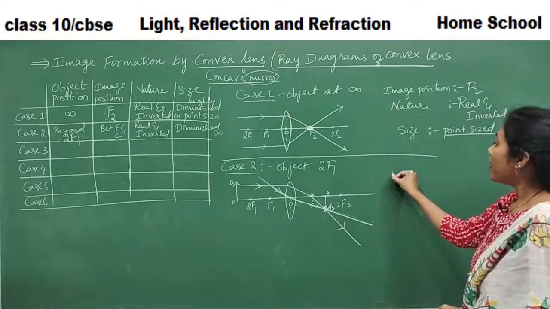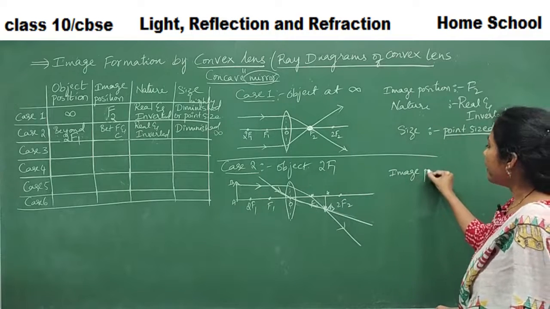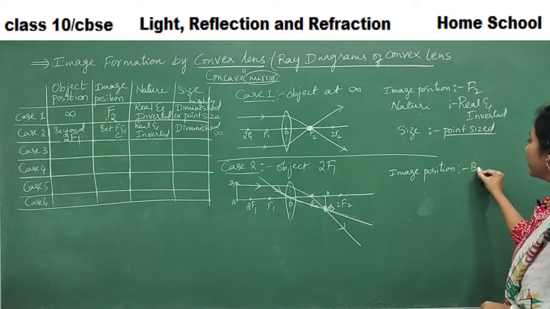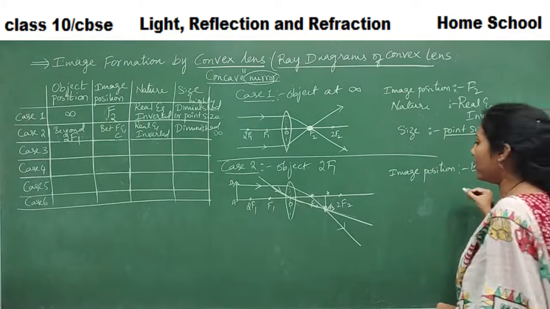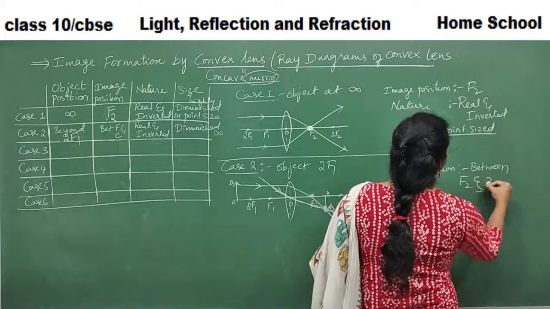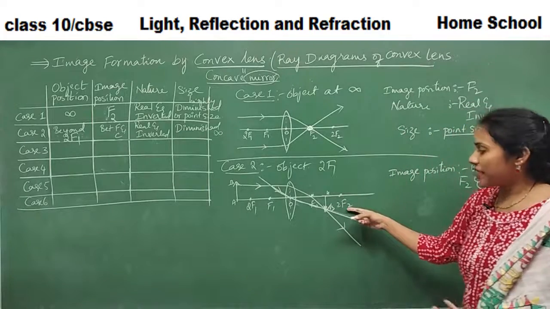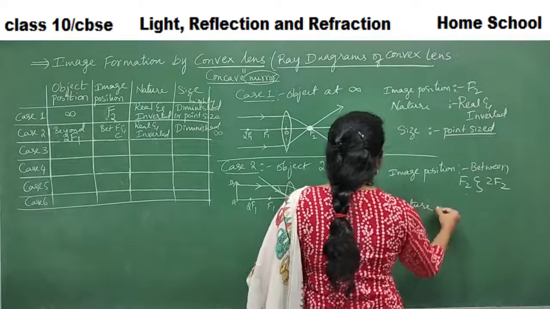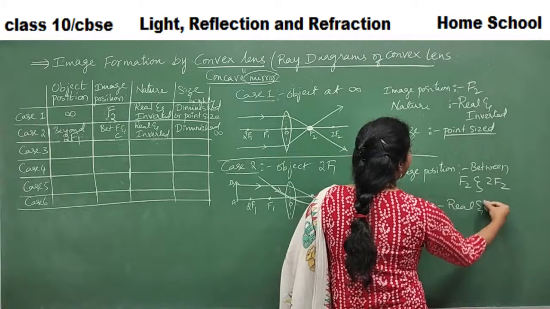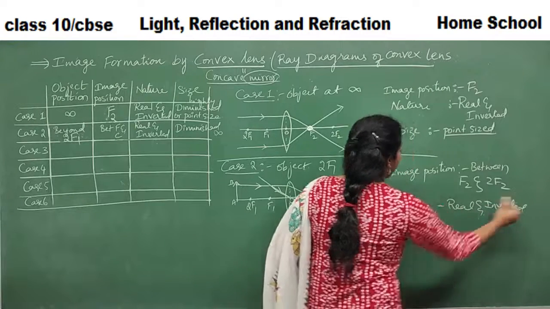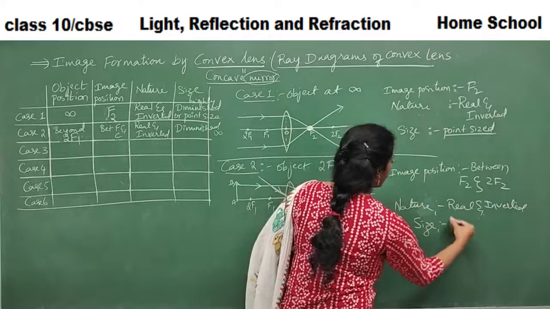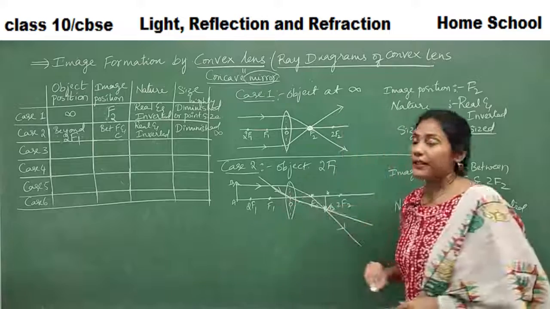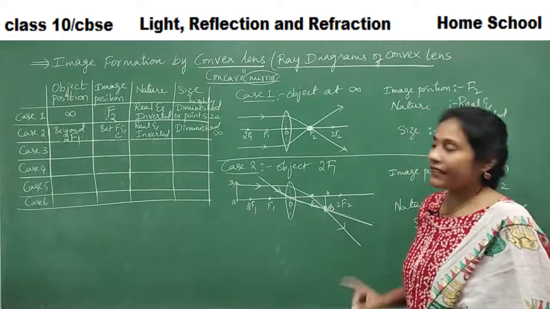Let us write. So where is the image position? Image position is between F2 and 2F2, right? So 2F2 is nothing but center of curvature. And what is the nature of the image? The nature of the image is real and inverted. And the size of the image, can you tell me? It is also diminished only. Yes or no? Not very much diminished, slightly diminished. Clear? So this is our second ray diagram.